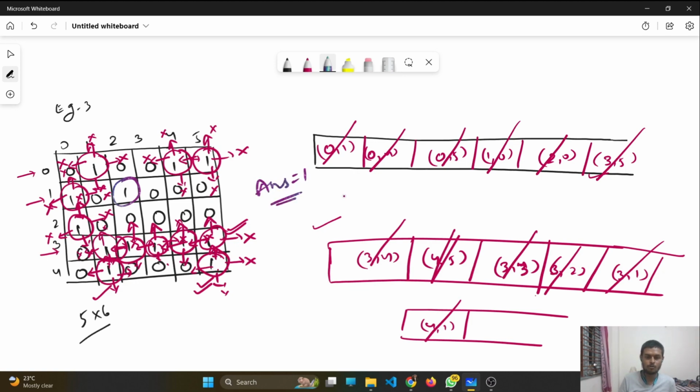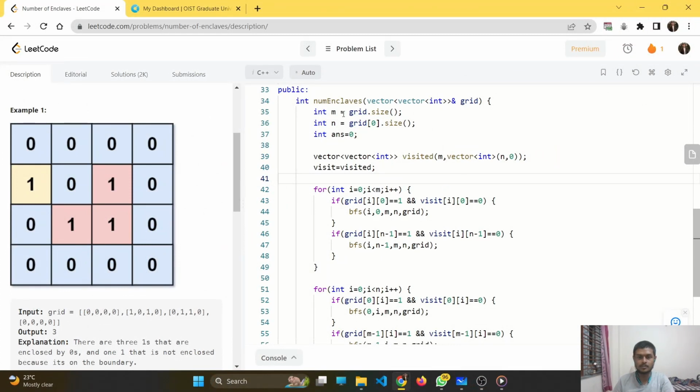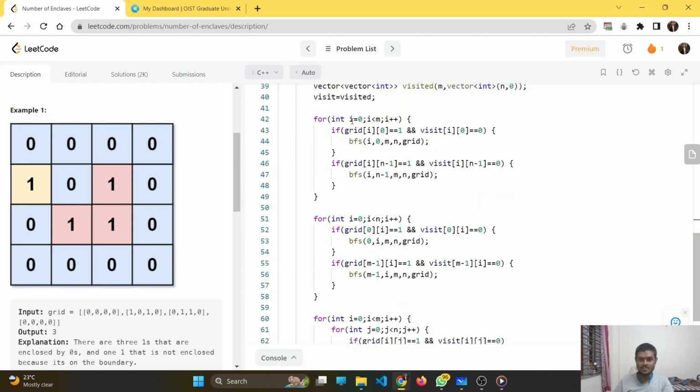So now let's move on to the coding part. In this case, we would be using a breadth first search traversal where we would be creating a visited array that would determine whether the land cell is visited or not. First we would be taking the row size, then the column size, and next we would be traversing through the rows. For the first column, grid I comma 0, and for the last column, that is grid I comma n minus 1, we would check whether it is visited or not.